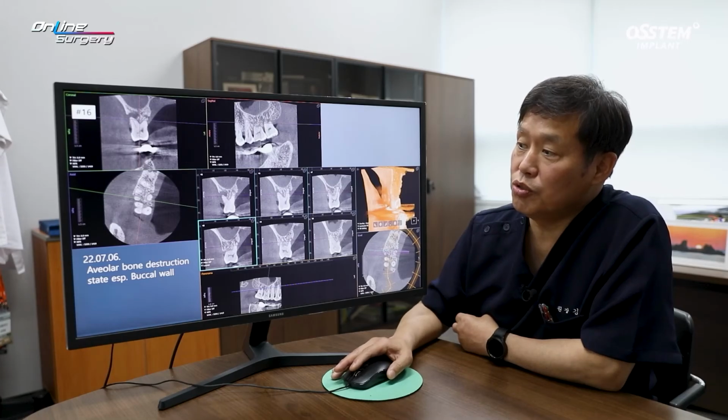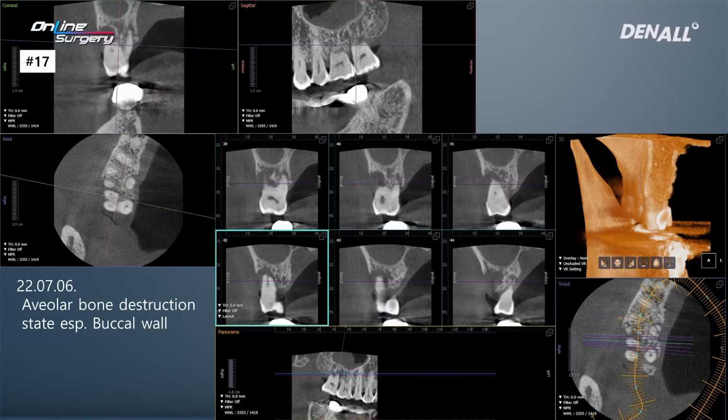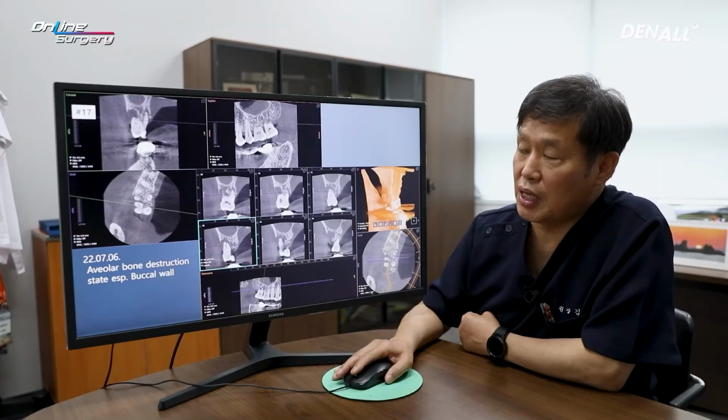Looking at the CT scan of the number 16 region, you can see significant buccal bone destruction around the buccal root with some palatal bone loss as well. The number 17 region also shows notable buccal bone defects. Although tooth number 16 had minimal mobility, tooth number 17 had slightly more significant mobility.